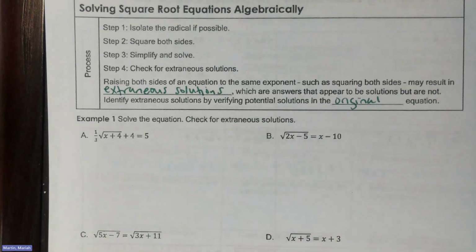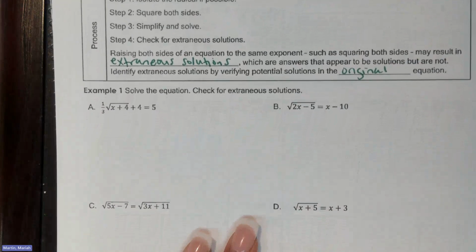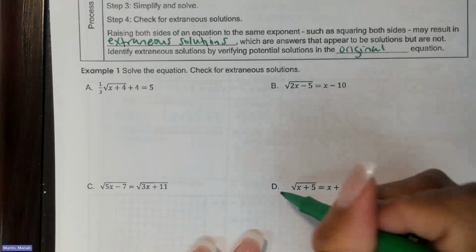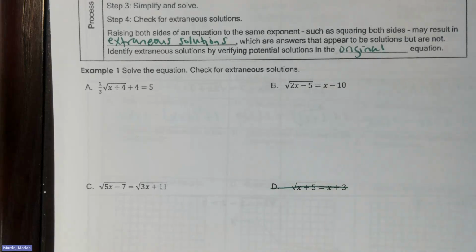We have three different examples that we're going to do. We're actually not going to do example D, so you may go ahead and cross that one off. I'm going to skip that one for now, and it will come up in a different video. But for now, we're going to work with A, B, and C, and we're going to check for those extraneous solutions as well.